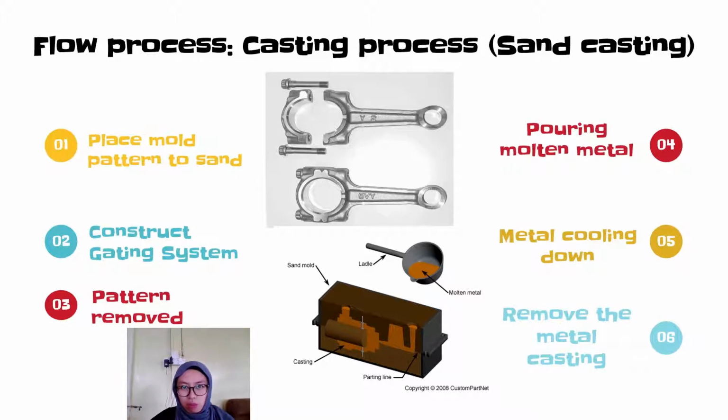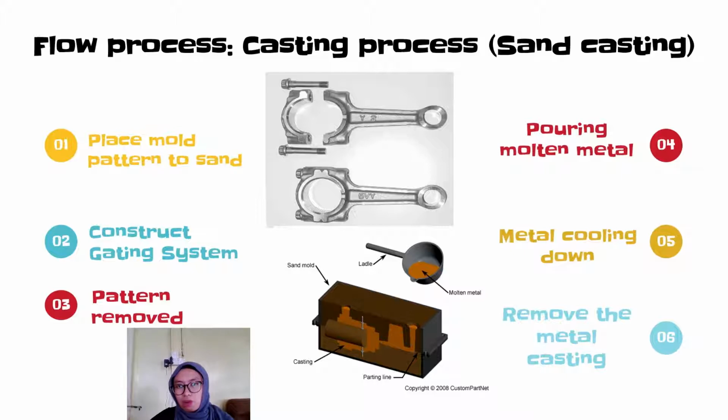Then step 2 is to construct the gating system of the sand casting. The purpose is to guide the molten metal from the ladle to the casting cavity and fill the mold of the connecting rod. The third step is that the pattern of the connecting rod is removed from the sandbox. Two boxes are opened and the pattern is removed with the help of a draw spike. Why is this pattern removed? Because inside the sand it already has the shape of the connecting rod.